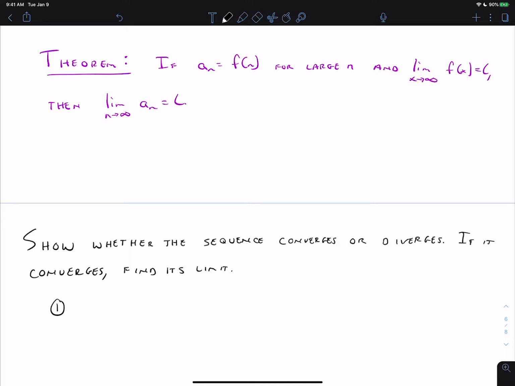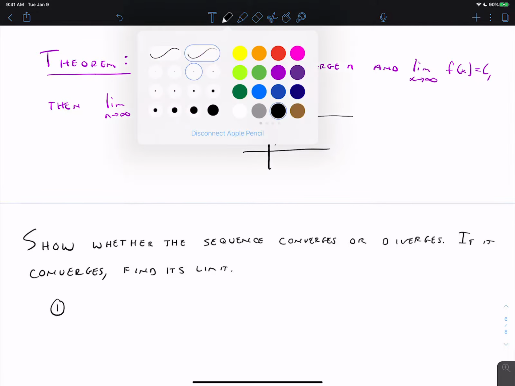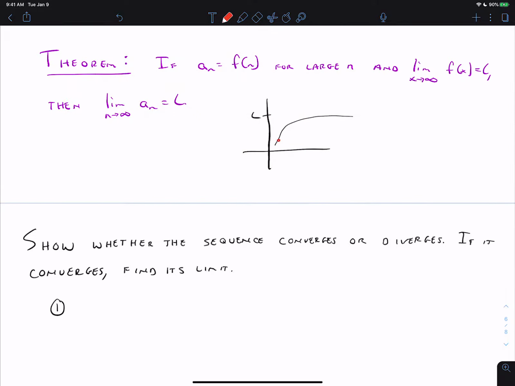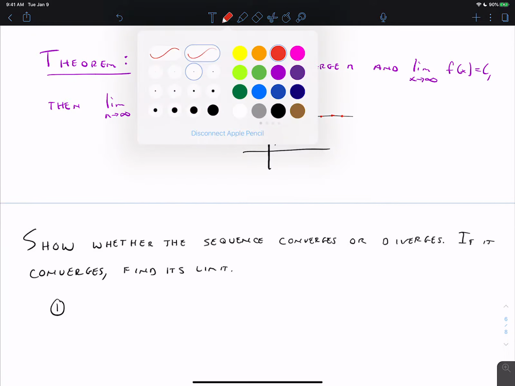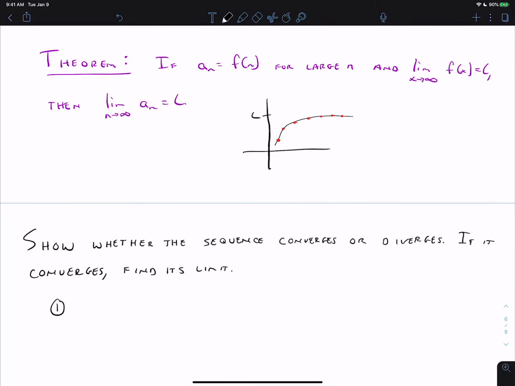Graphically, we can think of this as some continuous function f of x converging to a number like this, and then the sequence would be dots along that because it's only defined at integer values. Well, if the black line approaches that number, because all of the red dots have to be along that, then the sequence would have to approach the same number as well.